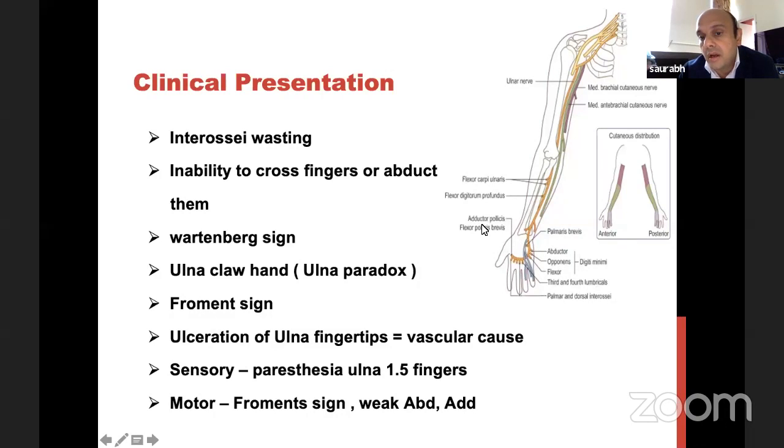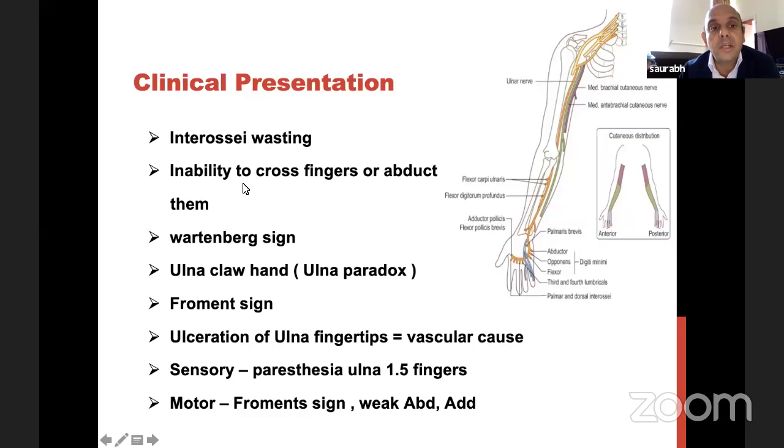Adductor pollicis, I told you about the tendon transfer. First dorsal interossei, I told you about the tendon transfer. And otherwise, abduction and adduction of fingers doesn't matter a lot, as we spoke about. Lumbricals, we spoke about claw hand, and we spoke about Zancolli lasso transfer. So if you remember this picture, it helps a lot with the nerve supply, what muscles it supplies, what tendon transfers you have to do.